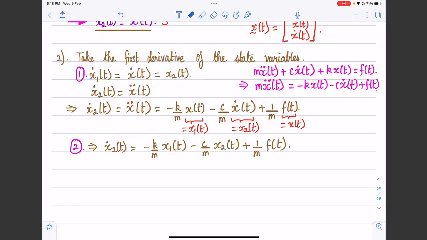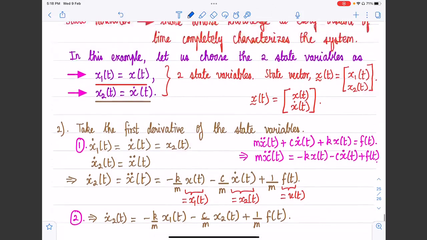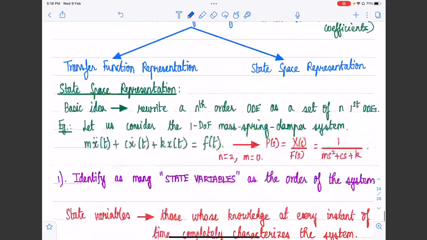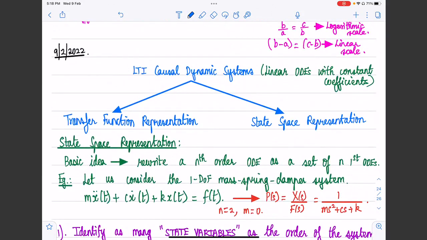Sir, this LTI causal system, as I understand, has two representations, right? Transfer function representation and state space representation. So this state space representation has some advantage over transfer function representation. Okay, good question. We will discuss that. So the question is, does the state space representation have an advantage over transfer function representation?